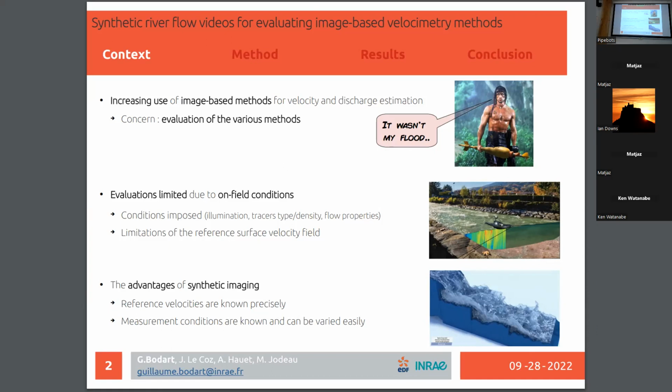And we also have a problem with the reference. The velocity references that we're using have some uncertainty and are most of the time acquired only along a transect, so it is limited for evaluating the whole 2D velocity field. So an interesting way to overcome this limitation is synthetic imaging. With synthetic imaging, the advantage is that you control all the conditions and you know exactly the velocity reference.